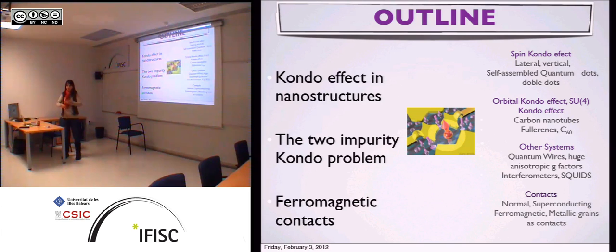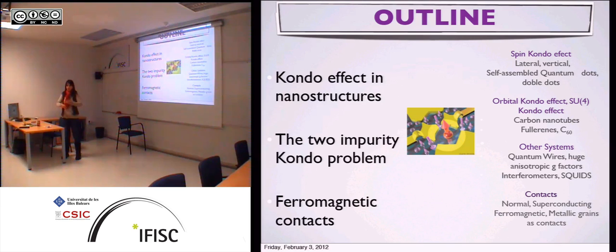So a peak in what? In the conductance through the dot, or in what? Sorry? A peak in what? In the density of states. In the density of states, you always have a peak here. Before, you have only two peaks, one here and the other one here, that are the Coulomb blockade peaks.